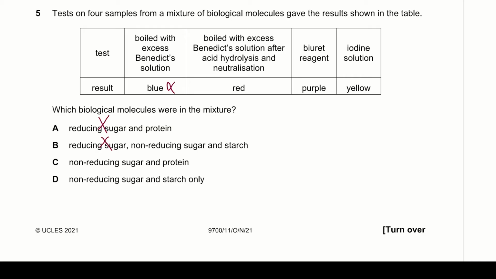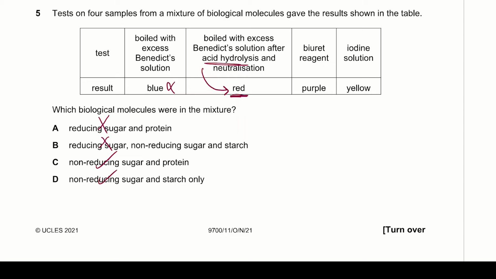Second of all, boiled with excess Benedict's solution after acid hydrolysis and neutralization. Acid hydrolysis breaks the glycosidic bonds of disaccharides to form reducing sugars. And if the test turns red after this process, this means that non-reducing sugar was present. So the test is positive for non-reducing sugar.